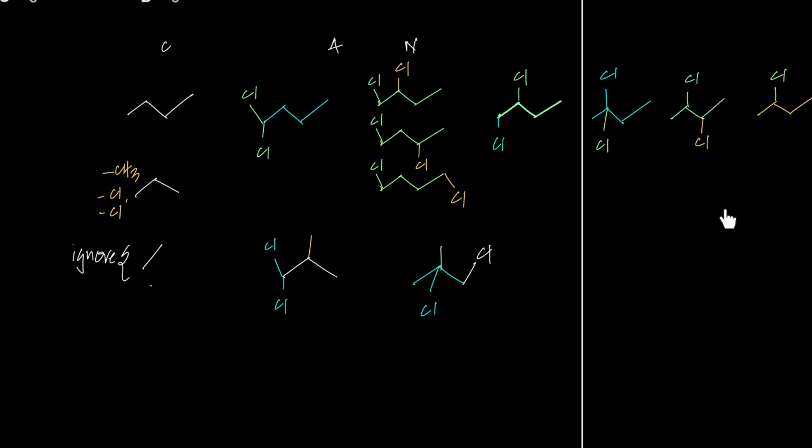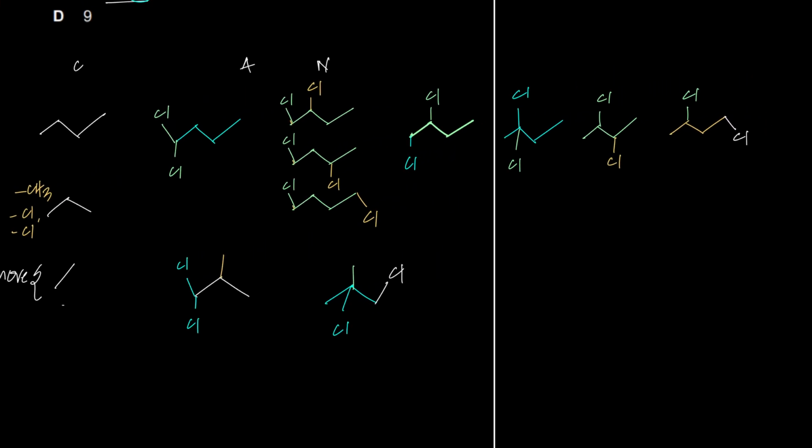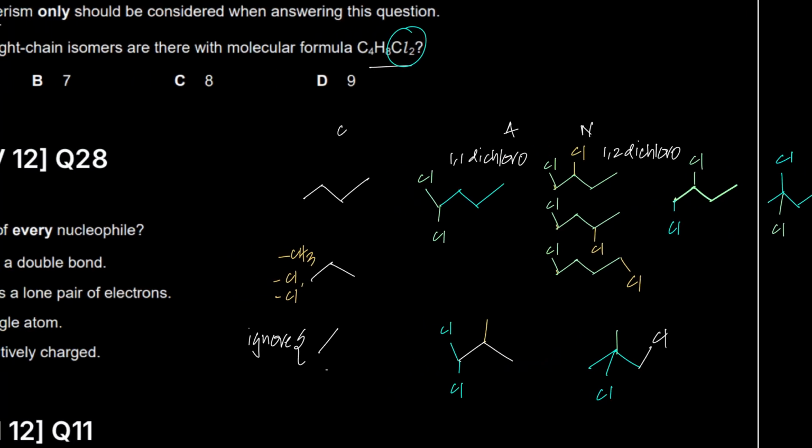Now let's see where duplications occur and what is the reality of things. Chalo. This is 1, 1. The first one is what? 1, 1 dichloro butane. So the first one is 1, 1 dichloro. Done. The second one is what? The second one is 1, 2. So it's 1, 2 dichloro, right? So these two are different. 1, 2 dichlorobutane. Done.